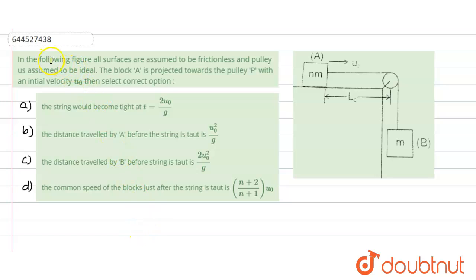Hello everyone, let us start with our question. In this question, what is given is that in the following figure, all the surfaces are assumed to be frictionless and the pulley is assumed to be ideal. Now the block A is projected towards the pulley P with an initial velocity u0. Then we need to check the correct option.